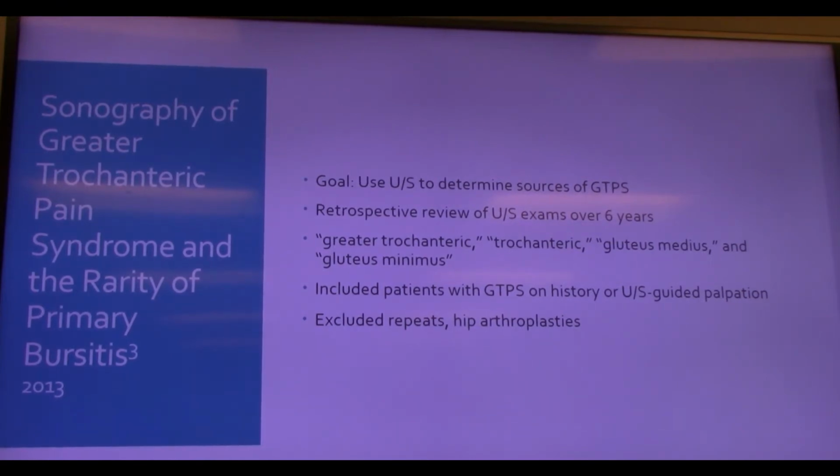They looked at ultrasound exams retrospectively from January 2005 until December of 2010, and they used these search criteria while they were looking through the ultrasound examinations. You notice that they're all anatomically relevant, not really relevant to the patient's clinical history, so we'll come back to that as one of the downsides of the study later on. They included patients who had GTPS on their history or ultrasound-guided palpation with those terms found within the ultrasound exam reports, and they excluded patients who'd had repeat ultrasound exams or hip arthroscopies.